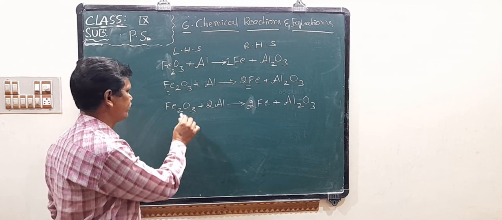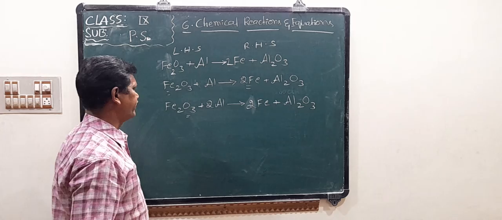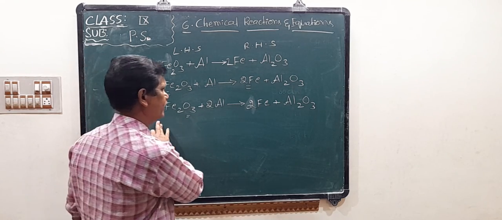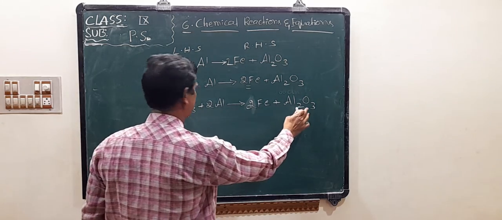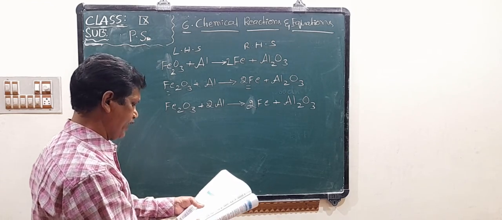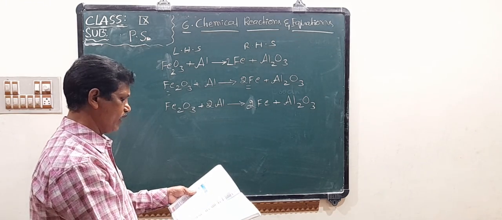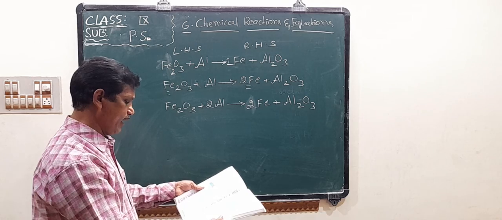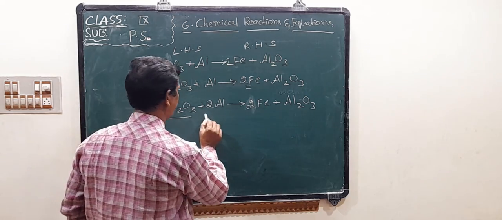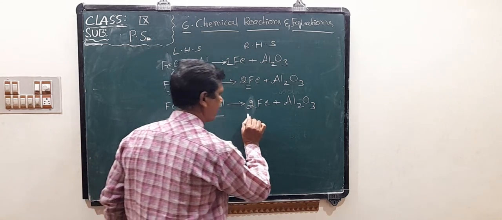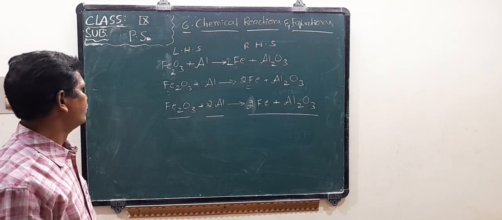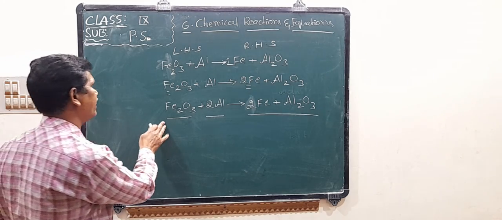Now oxygen. There are three oxygen atoms on the reactant side and three on the product side, so both are equal. The final equation is Fe2O3 plus 2Al gives 2Fe plus Al2O3. This is the balanced chemical equation.